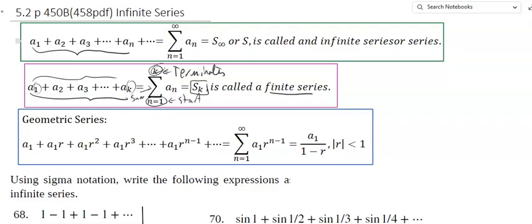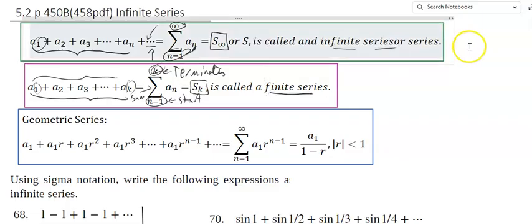Now, you notice here, this is an infinite sum. It does start at 1, so you substitute 1 in, then you go 2, 3, but this does not terminate. We call that S sub infinity, and we call that, of course, an infinite series, or simply a series.